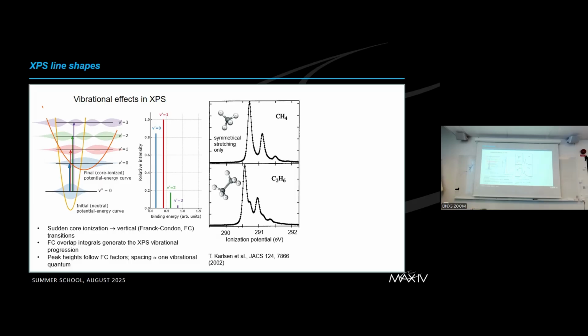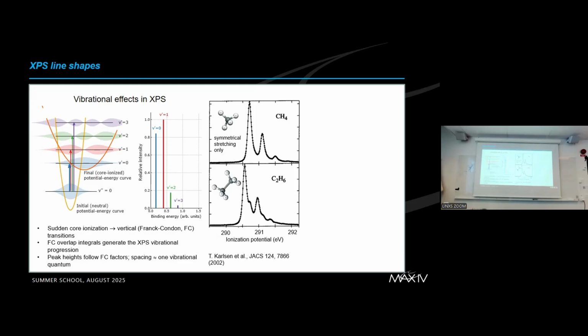And in the spectra, it may look like this. So if you have a methane molecule, you have a symmetrical stretching here. So you're creating the vibration. You have vibrational quanta corresponding to this stretching vibration, and then we can see excitations to different vibrational levels. If you have a more complex molecule, for example, ethane, where you have already two different normal modes of vibration, then the spectrum becomes more complex, of course.